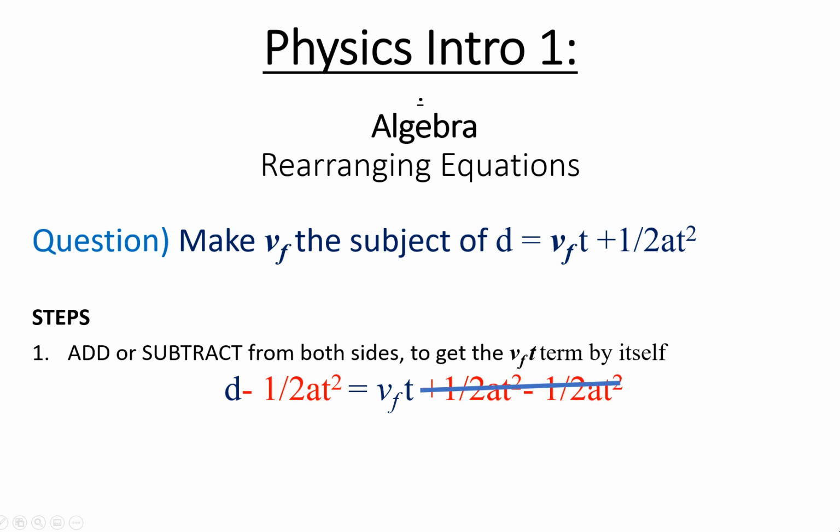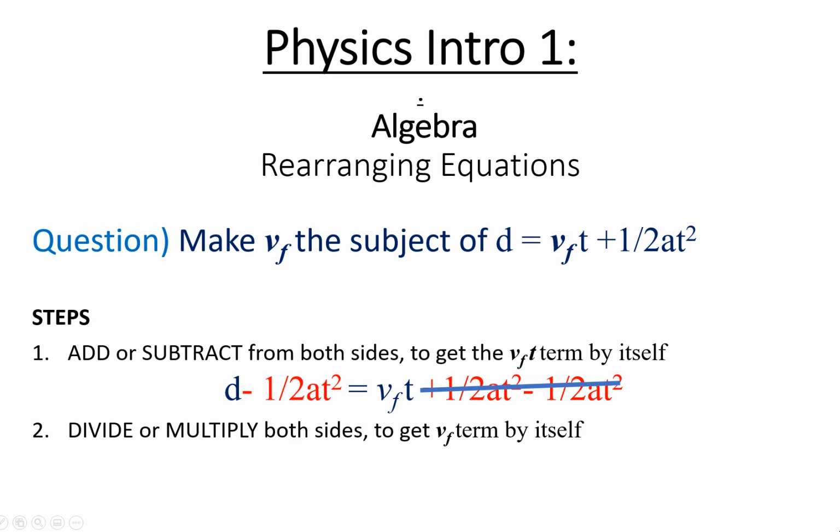How do we get VF by itself? Well, we've got to get rid of this pesky t. That t is multiplying VF, so to get rid of it we need to divide both sides by t. So how do we do that? Well, if you imagine this left side is all over 1, that can make things easier. Basically, you just need to bring this t down to the left side, right? And we do that by dividing both sides by t. And whenever you've got a t over a t, that cancels out. So you're left with D minus 1/2 AT squared over t equals VF.